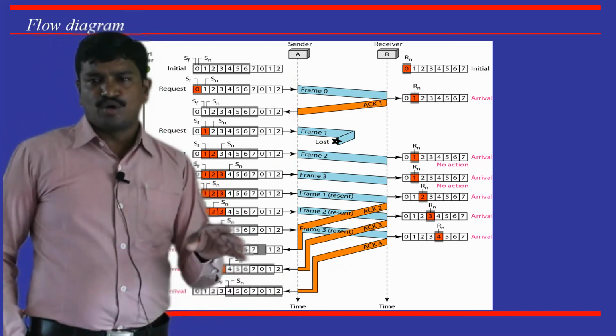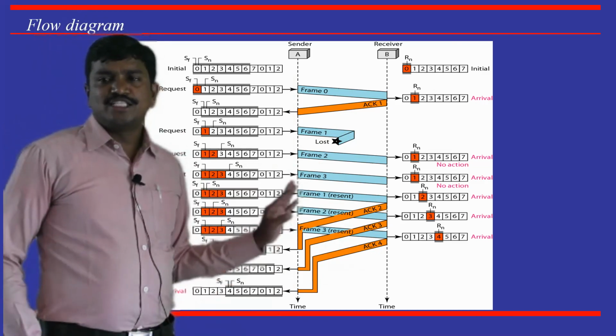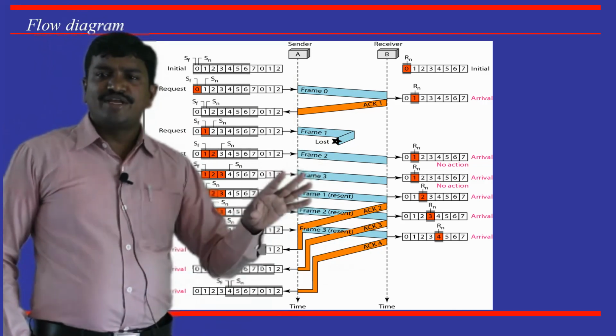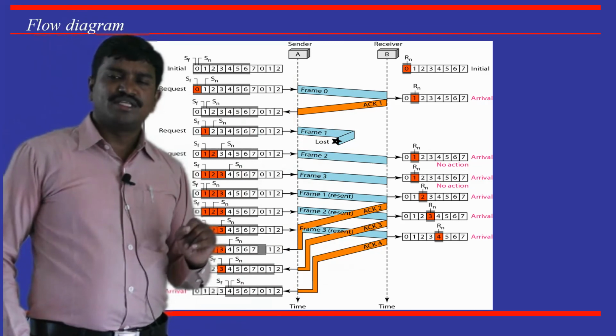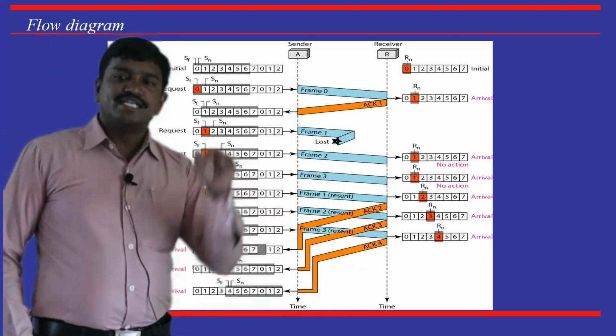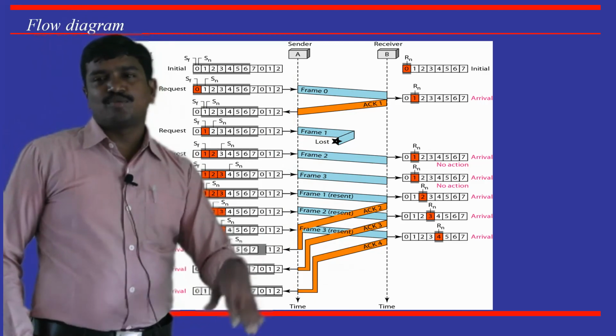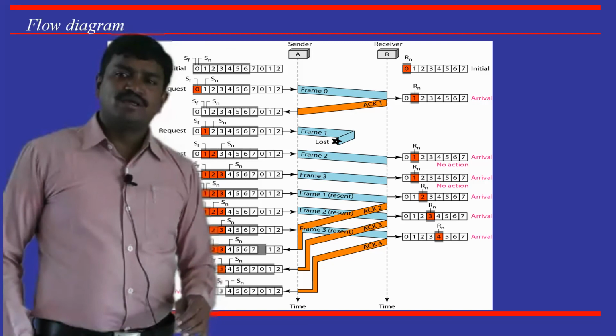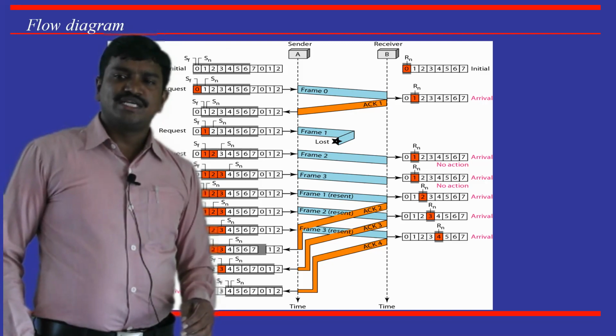So it may be a problem in this method. For example, we have sent 9 frames. The first frame itself is lost. Then 8 frames are successfully received, but those are not considered, simply dropped. So this is a problem with go back N. There is an alternative for this, selective repeat. That algorithm we will see in the next class.